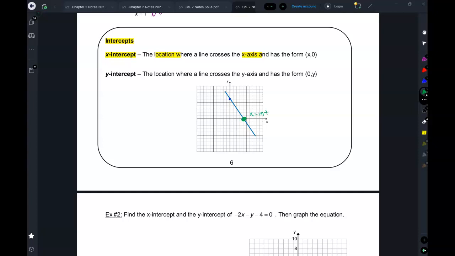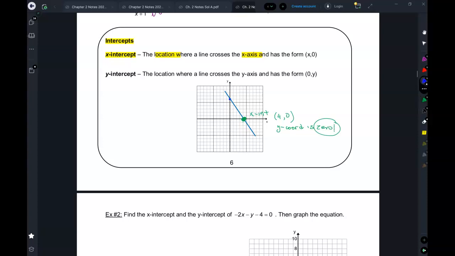Here, x is 4. What's y? For this one, y is 0. So that coordinate point is (4, 0), right? At the x-intercept, at that green dot, the y value has to be 0. Okay? So the y coordinate is 0.